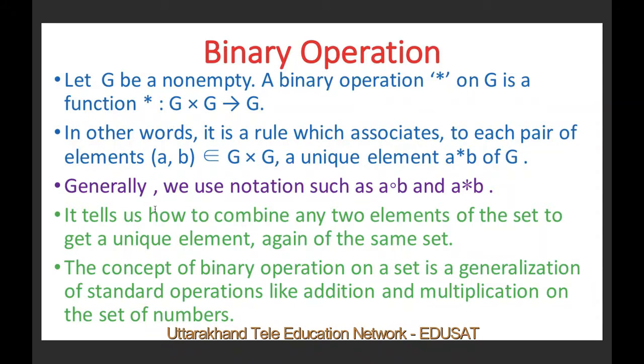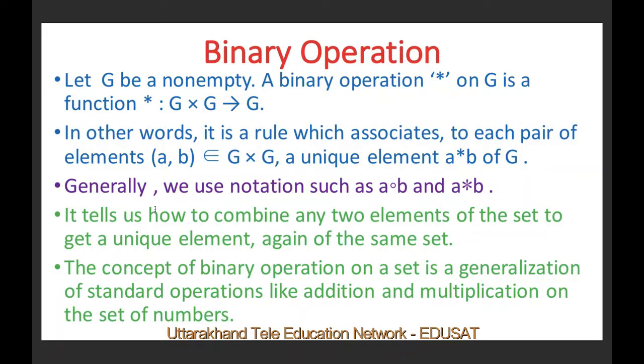Let G be a non-empty set. A binary operation star on G is a function star from G cross G to G. In other words, it is a rule which associates to each pair of elements A, B belonging to G cross G a unique element A star B of G. So binary operation is merely a function whose domain is G cross G and codomain is G.